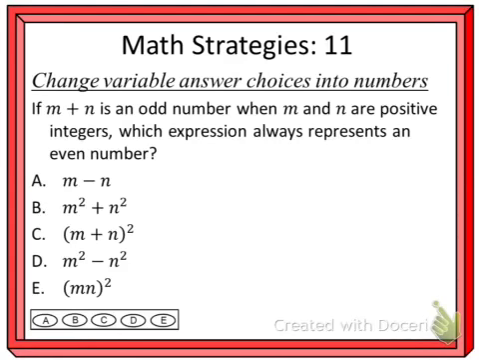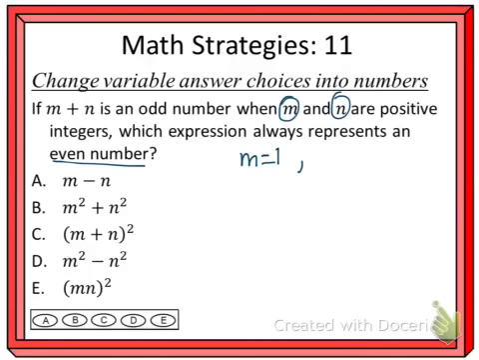So if m plus n is an odd integer when m and n are positive integers, which expression always represents an even number? Okay, so now instead of working with these generic n's and m's, let's just pick numbers for n and m, and we can substitute those into each of these answers and see which one works. Okay, so we need positive numbers for n and m that when I add them together I get an odd number. So how about I choose something like m is equal to 1, and then I need to have another number that when I add it to it, I'm going to get an odd number.